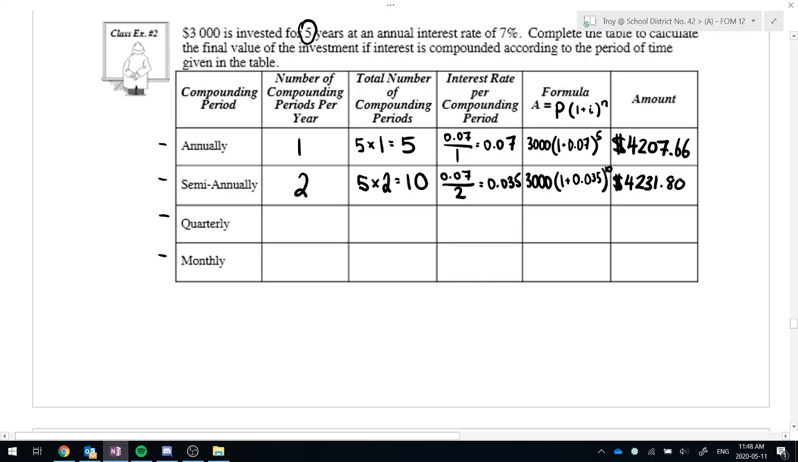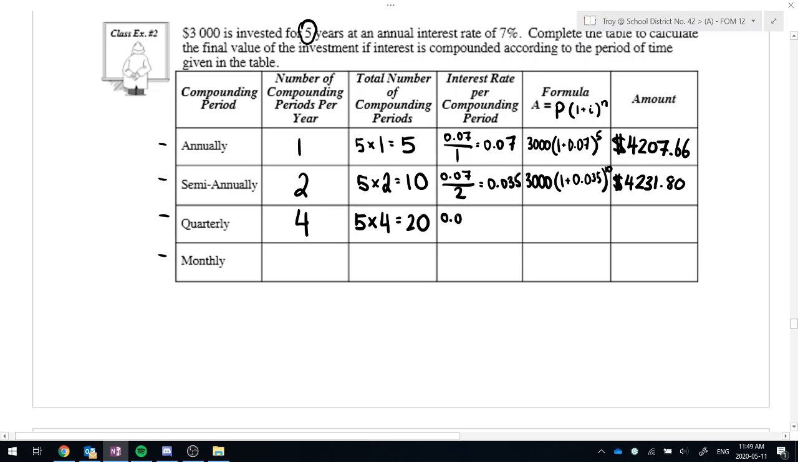So we get slightly more money if we compound more often. Let's see if that pattern continues for quarterly and for monthly as well. So if we're compounding quarterly, that's 4 times a year. So our total number of compounding periods, again, 5-year total investment times 4 compounding periods every year. So that's going to be 20 compounding periods this time around.